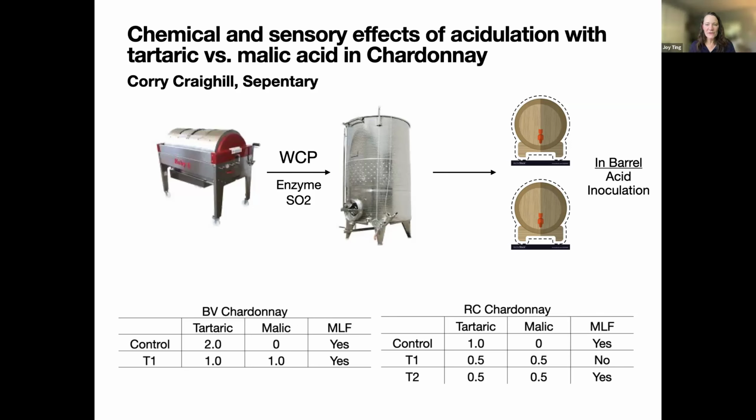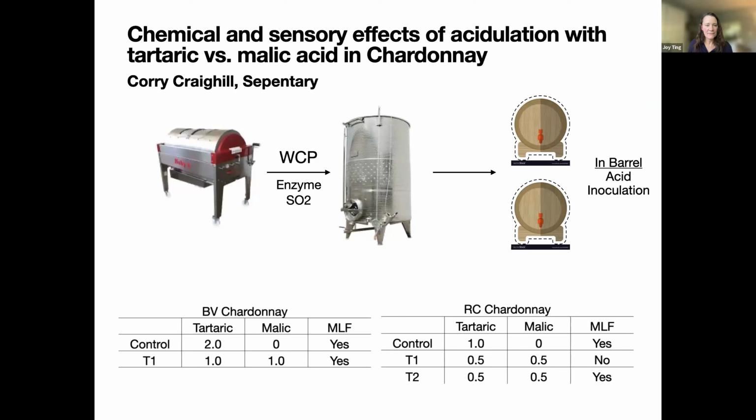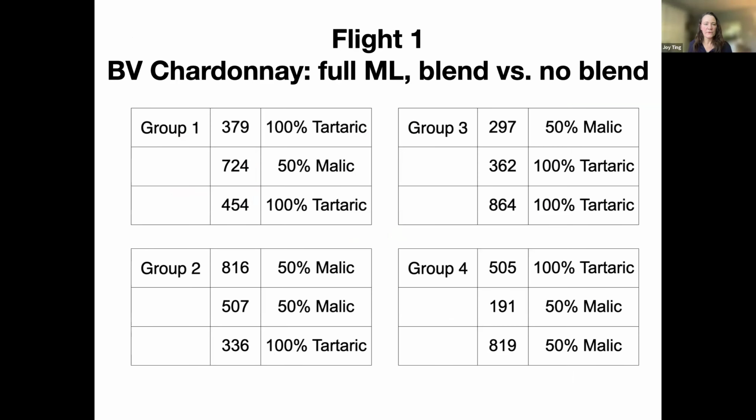So as we look at it then to let you guys know what you have in your flights, flight 1 was actually this BV Chardonnay. So that's the Blenheim one where there were only 2 treatments. So that was the one where you did have a triangle test. And again, both of these went through full malolactic fermentation. The only difference was whether they received 2 grams per liter of tartaric acid, which would be the control, or 1 gram per liter of tartaric and 1 gram per liter of malic acid. And again, all went through full malo.